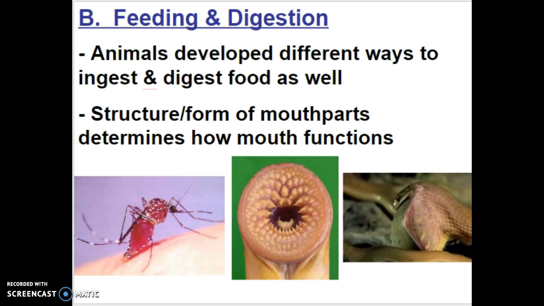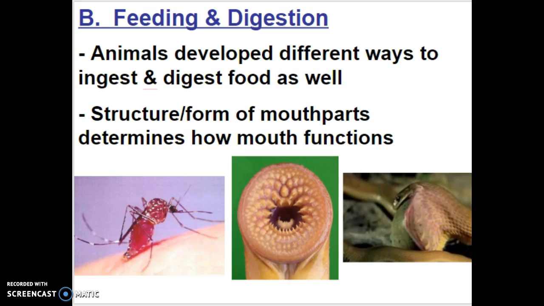So, general ways that animals feed themselves and digest their food. There are lots of different ways that animals have developed to ingest and digest food. Their mouth can tell you a lot about how an animal finds its food, eats its food, and captures its prey. So the structure and the form of the mouth parts can really determine how the mouth functions.